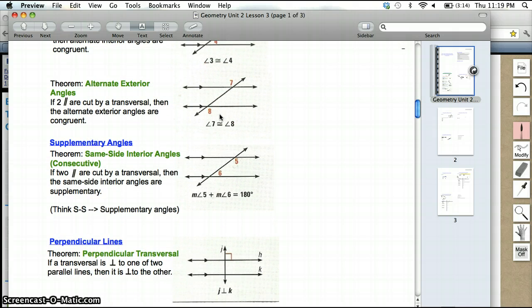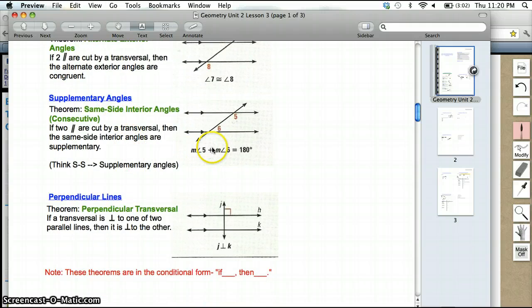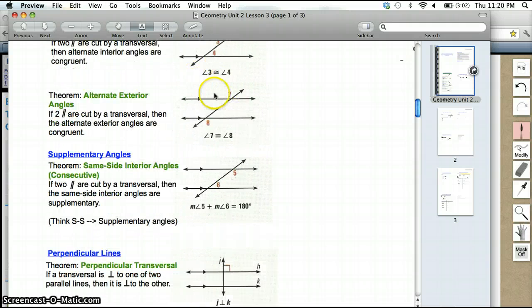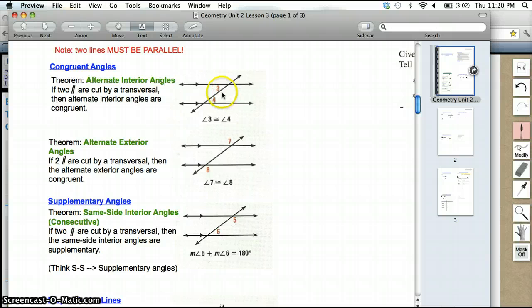Let's go down to alternate exterior angles. Again, why are they called alternate? Because angle 7 is on one side of the transversal and angle 8 is on the other side. Why are they called exterior? Because angle 7 and angle 8 are both on the outside. Angle 7 and angle 8 are equal to each other, and also with the alternate interior angles, angle 3 and angle 4 are equal to each other.